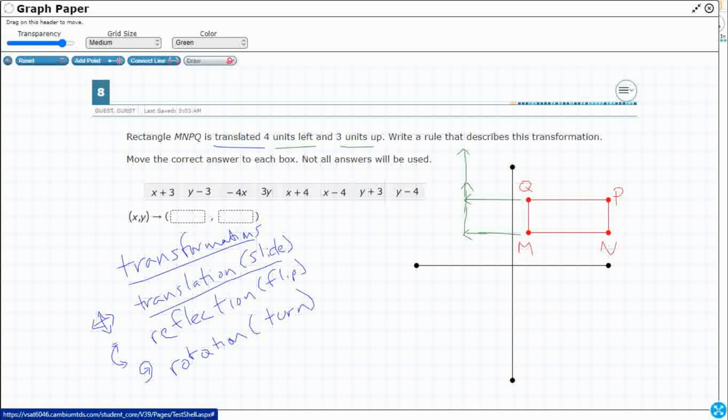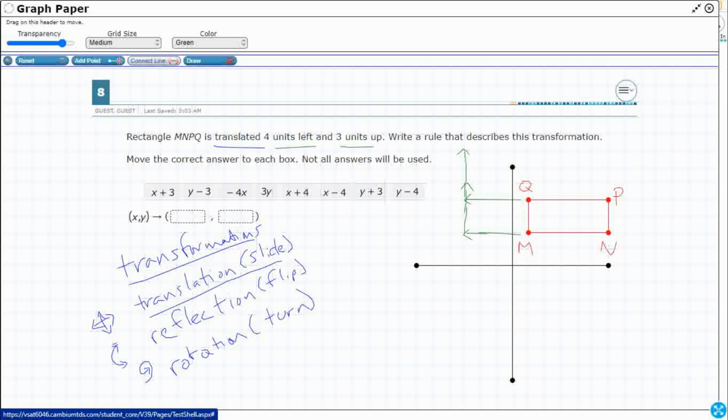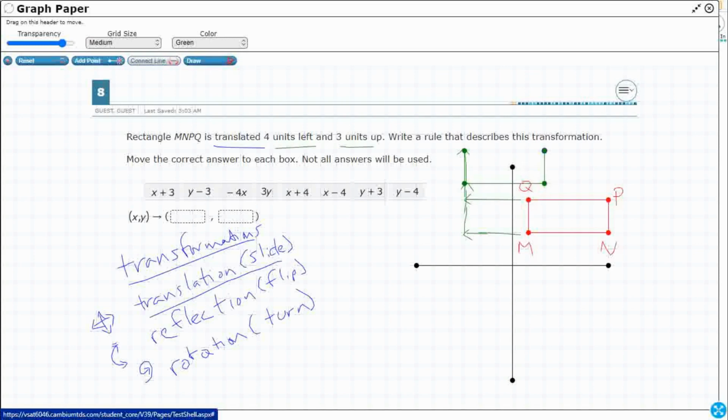All right, so if we wanted to, right, we could then take a look at it and say, this Q is 4 over 3 up. So then it's going to kind of look like this. 2, 3, 4, 5. Okay, so there we go. So I slid it 4 to the left. I slid it 3 up.